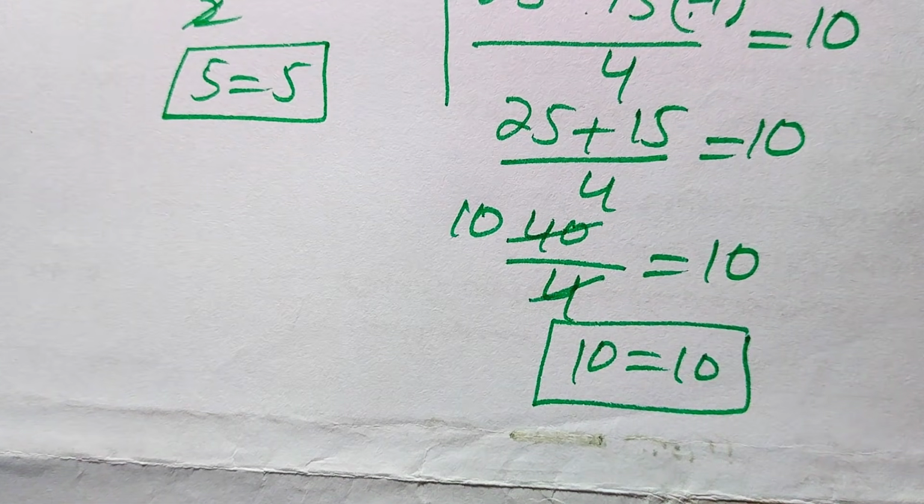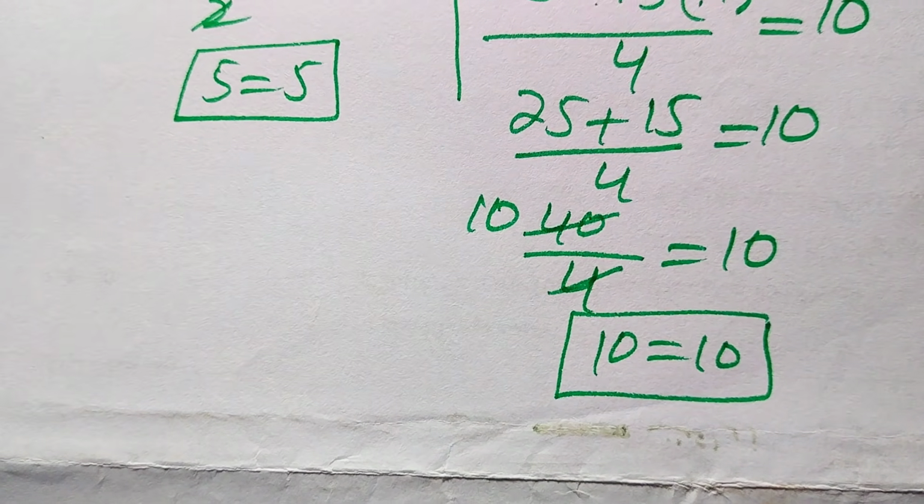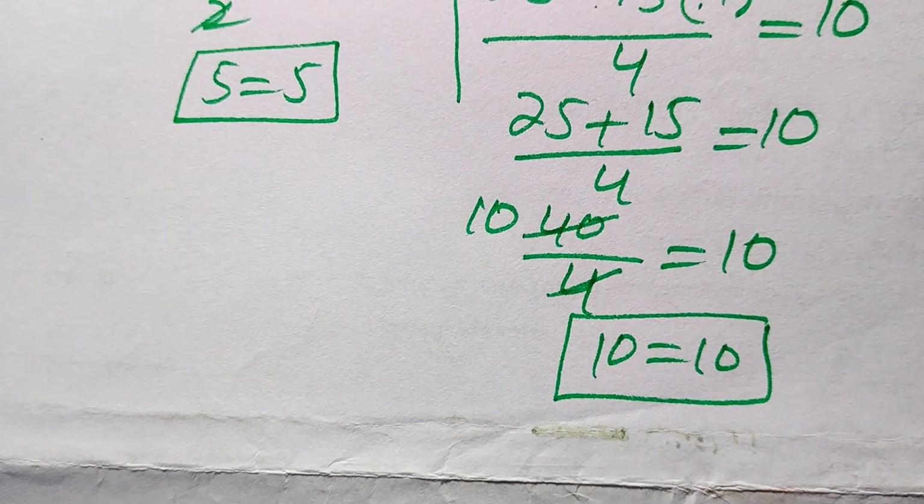So this means that the first ordered pair satisfies both of these two equations, and in the same pattern we verify the second ordered pair, and this is our final answer.